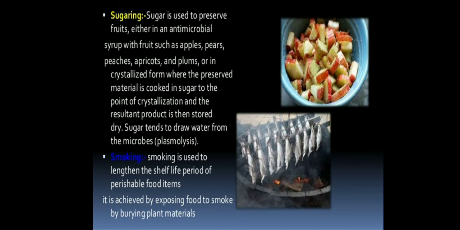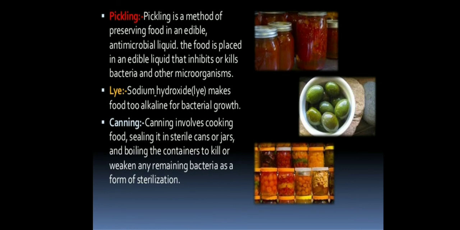Smoking is used to lengthen the shelf life period of food items. ठीक है. It is achieved by exposing food to smoke by burning plant material. Next is the pickling. We all know that pickling is a method of preserving food in an edible antimicrobial liquid. The food is placed in an edible liquid that inhibits or kills the bacteria and other microorganisms.